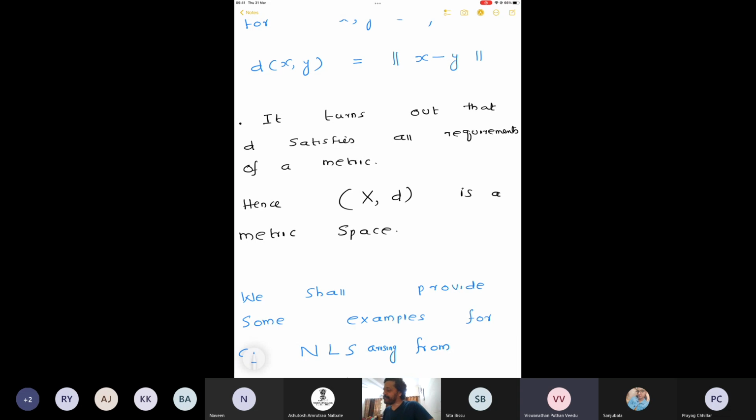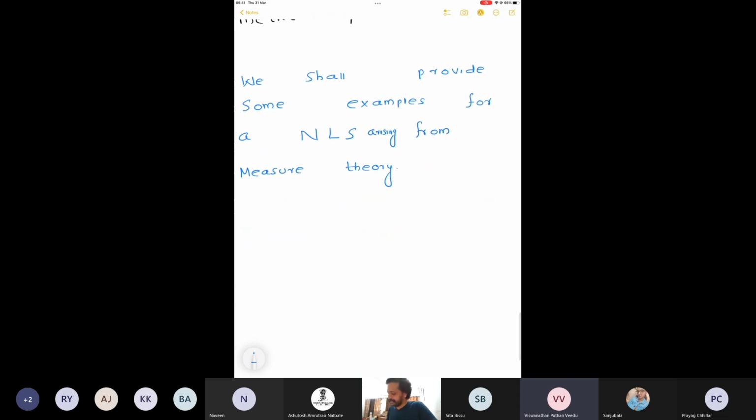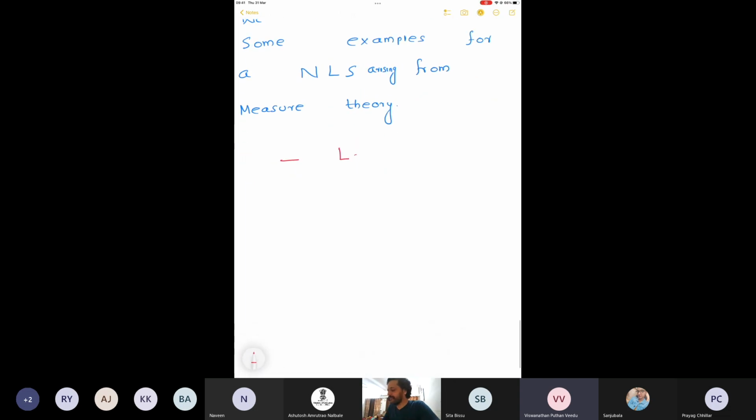Anyway, my purpose is just to give some examples of normed linear spaces arising out of measure theory. That I will do tomorrow. Basically, I am interested in what are called Lebesgue spaces. Is that okay? Yes, sir.